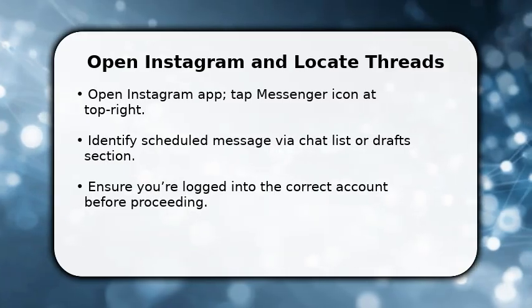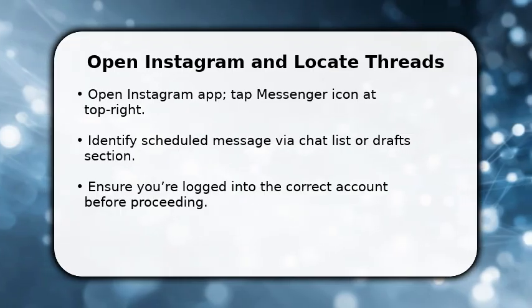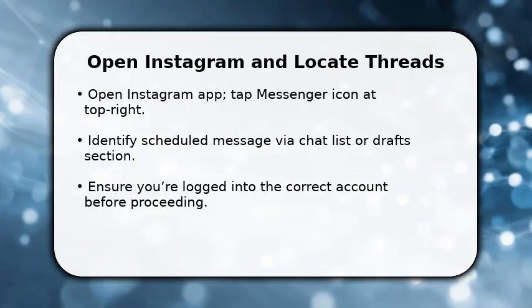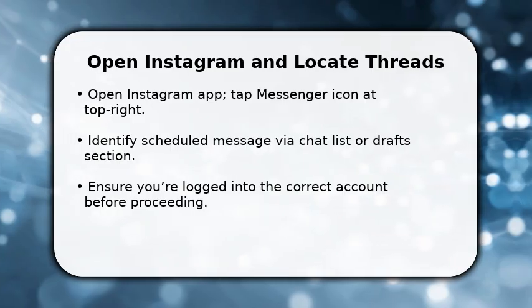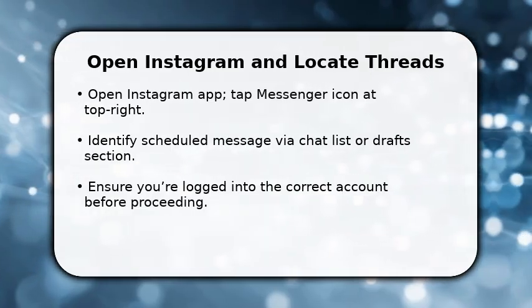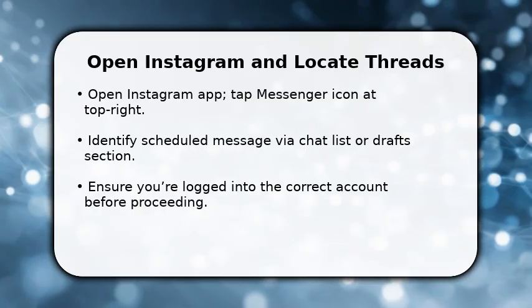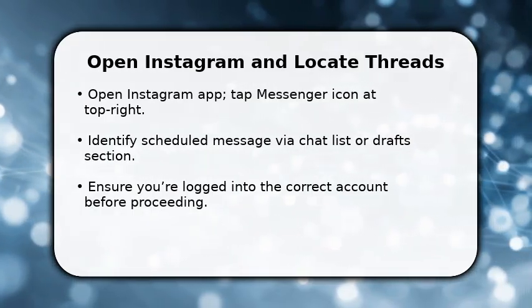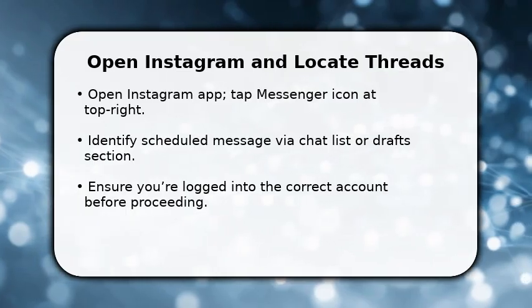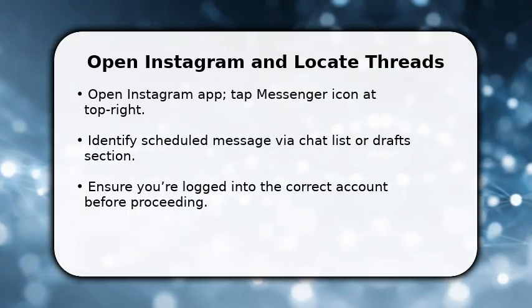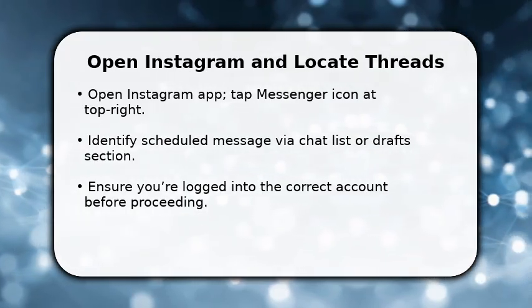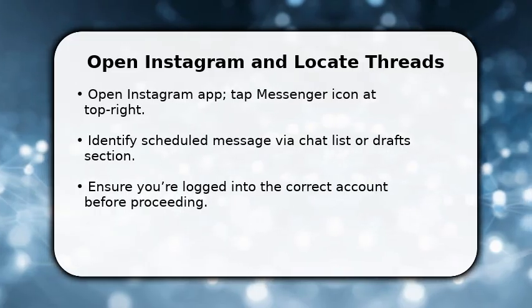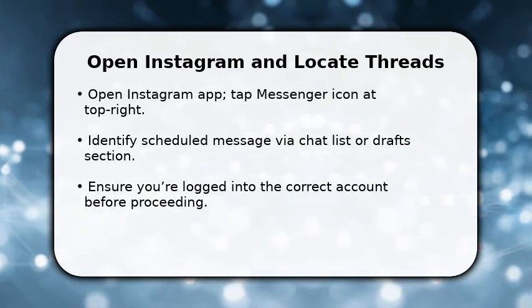You start inside the Instagram app. Open it and tap the messenger icon at the top right to reach your conversations. Once done, scan the chat list for any message labeled scheduled or check drafts inside a conversation. You need the scheduled item visible to cancel it, so make sure you're on the correct account. If not, switch accounts first. This step grabs the message you'll edit or remove and sets you up to take the next, more precise actions.